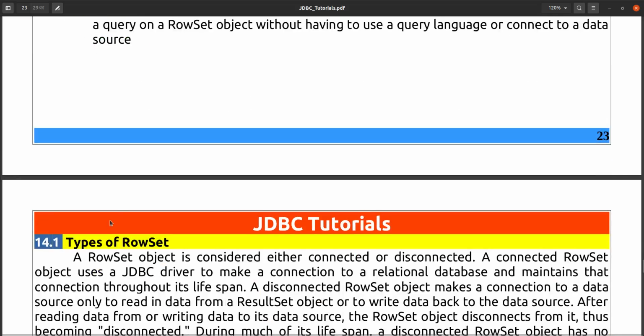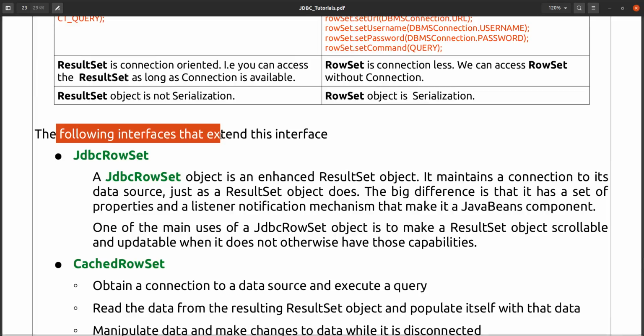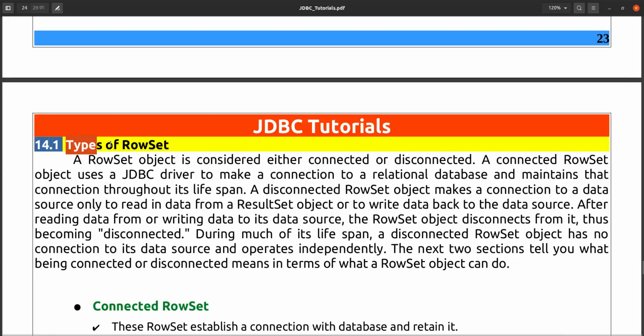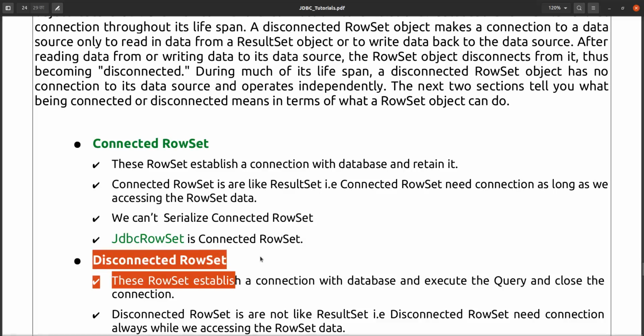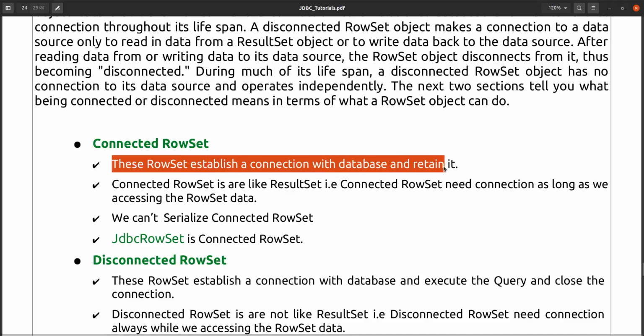So these are the four sub-interfaces for a RowSet, and there are two types of RowSet: one is a connected RowSet, another one is a disconnected RowSet. First one is the connected RowSet. What does a connected RowSet say? This RowSet establishes a connection with the database and retains it.